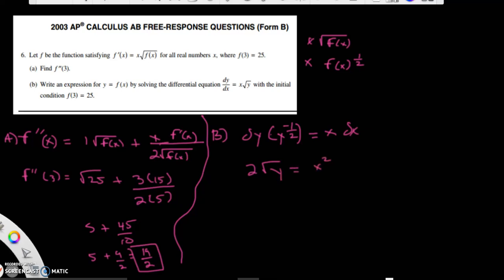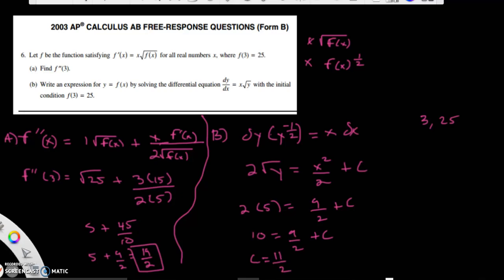equals x squared over 2 plus c, and we know our condition is 3 comma 25, so let's plug that in. So we're going to get 2 root 25, which is 5, equals 9 halves plus c. So now we're going to get 10 equals 9 halves plus c. This is going to be 20, so 11 halves. Is it going to be 11 halves? Yeah, c equals 11 halves.